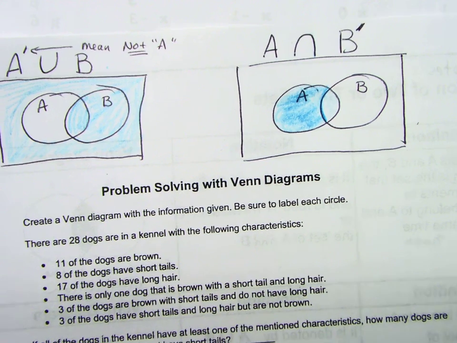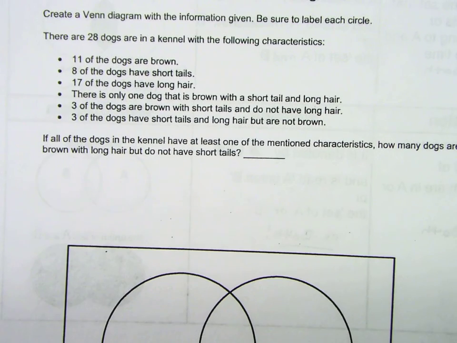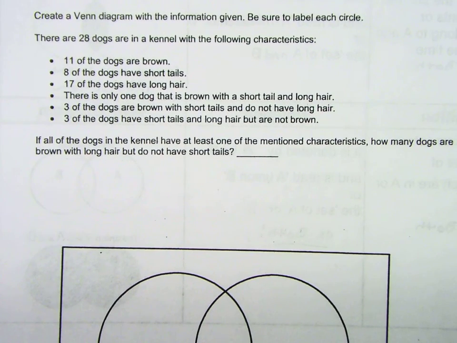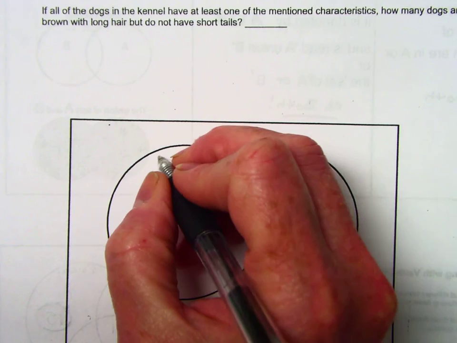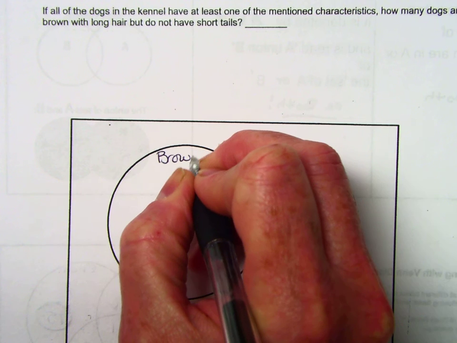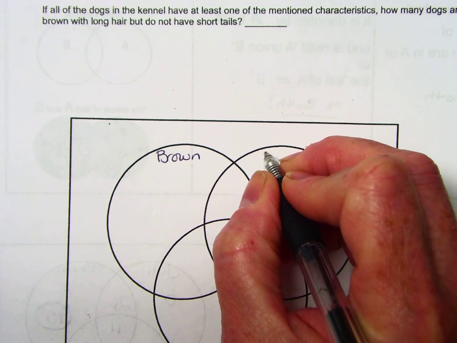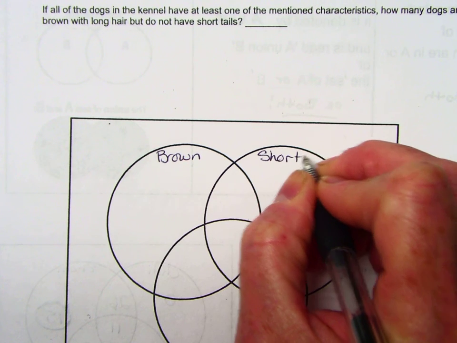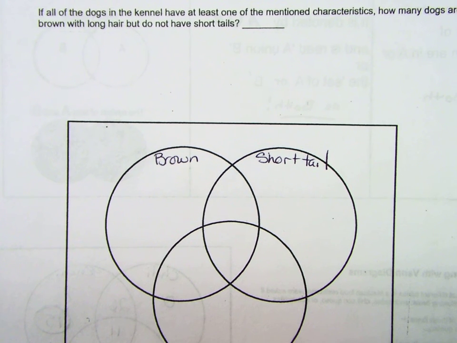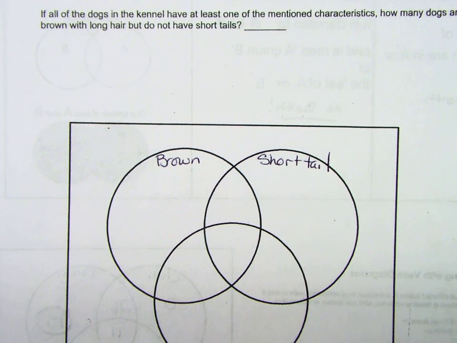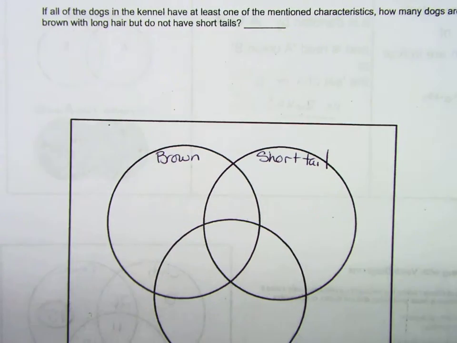All right, let's see if you can do this. Dogs, 28 dogs. The three circles are going to be brown, short tail, and long hair. Okay, very good. So we're going to have brown. Short tail. And long hair. All right, brown, short tails, and long hair.